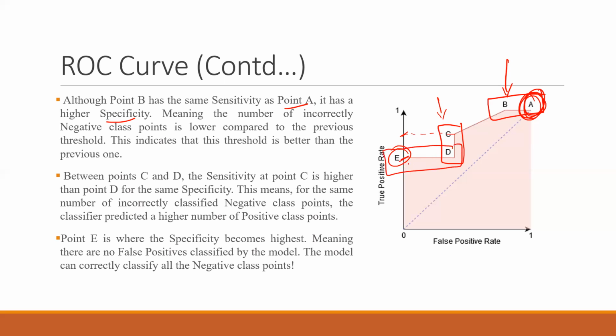So this kind of analysis you should be able to do. If you're given a question like this, you should be able to identify which one of these A, B, C, D, E is the best. So pairwise, we have identified that between A and B, B is better. Between C and D, C is better. Between D and E, E is better. So out of all of these, A, B, C, D, E, which one is the best one?